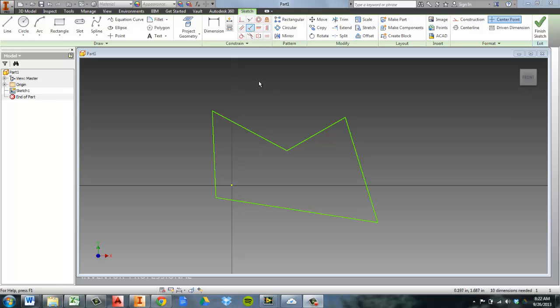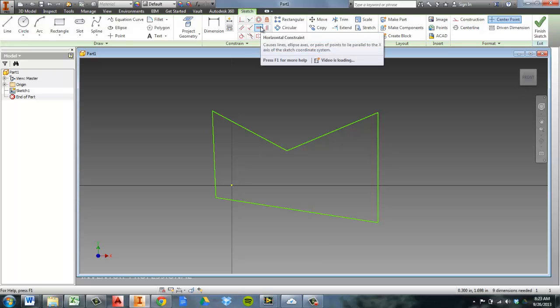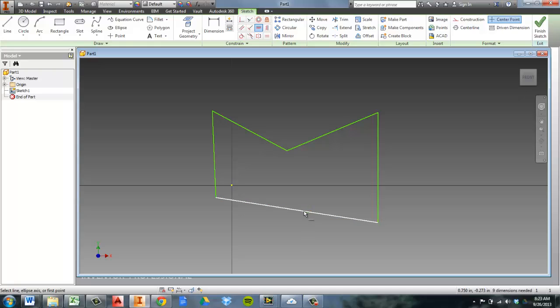So take, for example, this line right here. Say I want that to be straight up and down. I can give that a vertical constraint, and notice that now it is straight up and down per my x, y axis. So based on the y, it's going straight up and down. Now if I want to make a horizontal constraint, quite simply, I click on the horizontal constraint that's up here, if you're questioning which one it is. And I can then click on this line and make that horizontal.